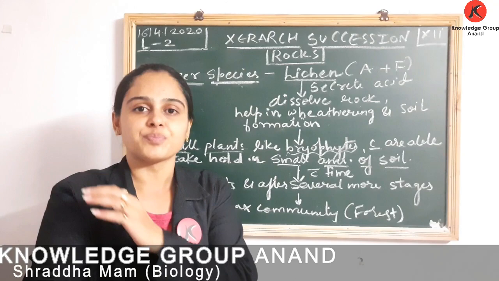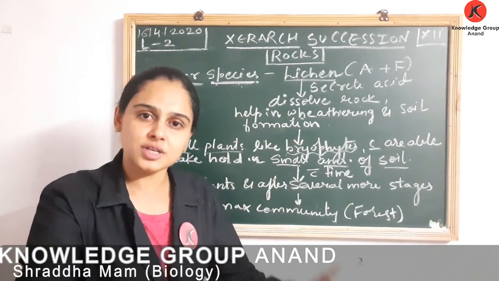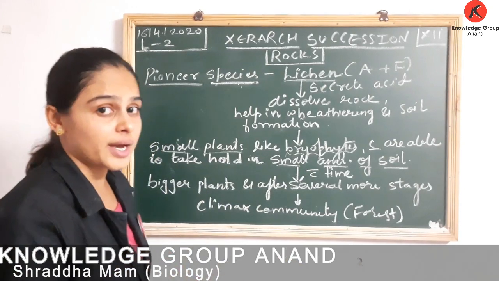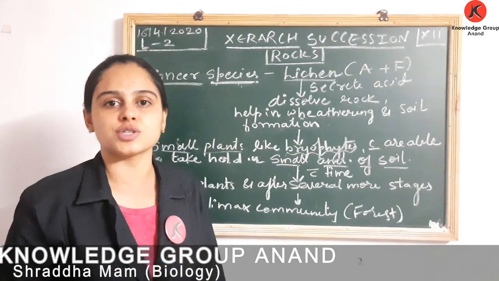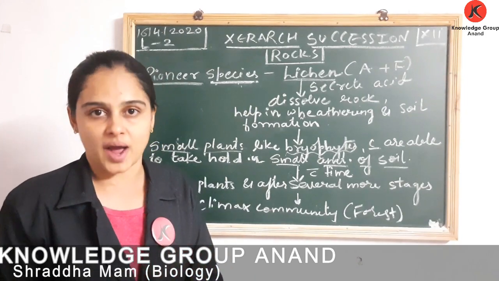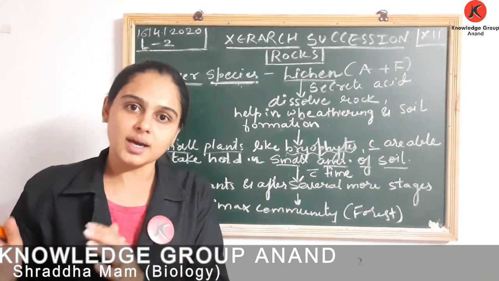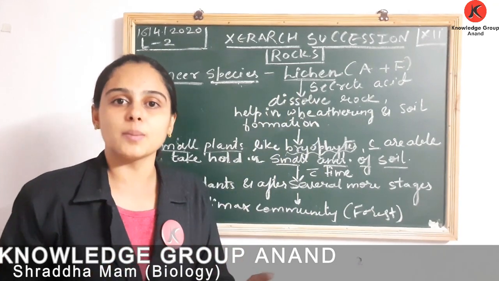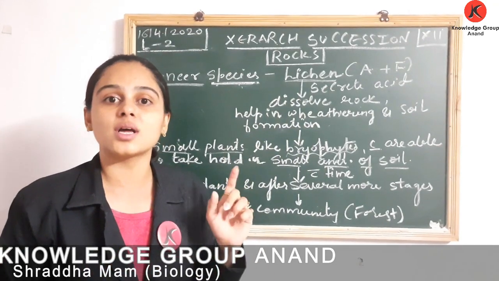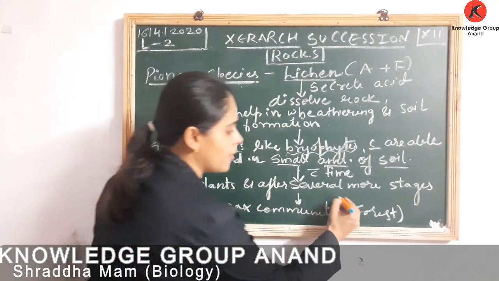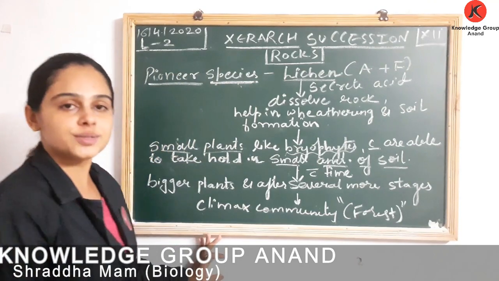धीरे धीरे they will also die. They release their organic matter within the soil, right, which creates a more suitable atmosphere for the next higher plants like pteridophytes. धीरे धीरे करके this leads to a final stable community, that is your climax community, and वो क्या होगी? Nothing but our forest. Okay.